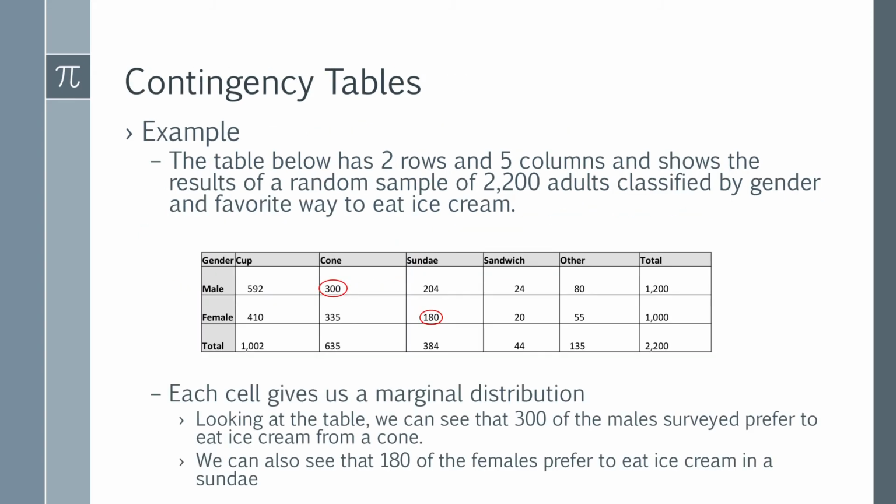So the next thing we're going to talk about are contingency tables. This is an example below. It has 2 rows and 5 columns, and it shows the results of a random sample of 2,200 adults classified by gender and their favorite way to eat ice cream. Each cell of this contingency table gives us a marginal distribution. Looking at the table, we can see that 300 of the males surveyed prefer to eat ice cream from a cone.